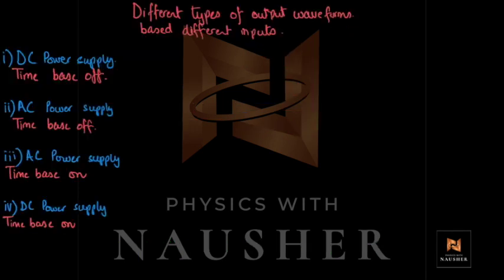Alright, so now let's discuss the different types of output waveforms based on different inputs. So DC power supply, time base off. You know that the time base is the X plates. So X plates are off, X plates are off, X plates are on, X plates are on. But what we'll change is the type of supply that we connect to the Y plates. So you connect a DC power supply to the Y plates. For example, what you see for the first one is this situation.